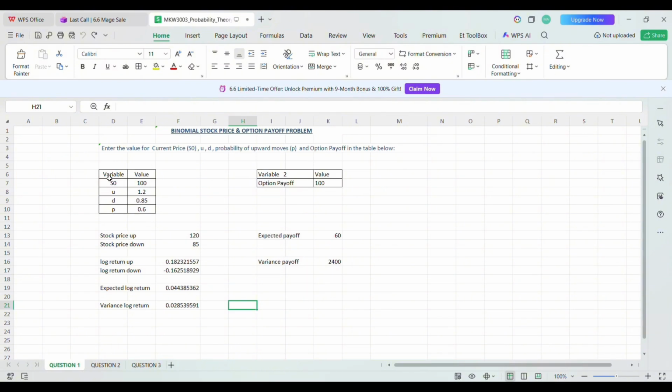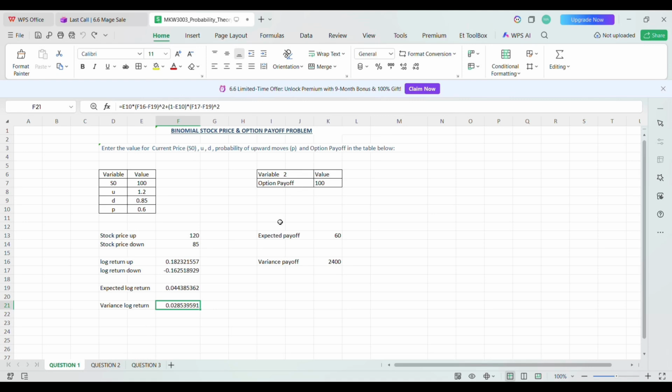For the first table, we have S0 as 100, U 1.2, D 0.85, and P 0.6. At the output, we get the stock price up, which is 120. This is the command. Stock price down is 85. This is the command. We also get the log return up and the log return down. For the answer, we get the expected log return, which is 0.044, and the variance of the log return, which is 0.02853. This is the command that I use.